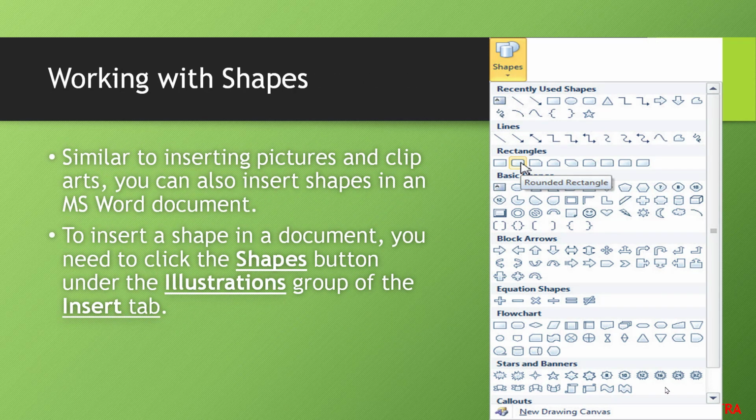Working with shapes. Similar to inserting pictures and clip art, you can also insert shapes in a MS Word document. To insert a shape in a document, how did you get this dialog box? Go to Insert tab, click on Illustrations group and click on the Shapes button. As you can see in the figure, there are so many shapes, basic shapes, block arrows, equation shapes, plus minus multiplication division, flow charts, stars and banners are also there, and lastly, callouts.